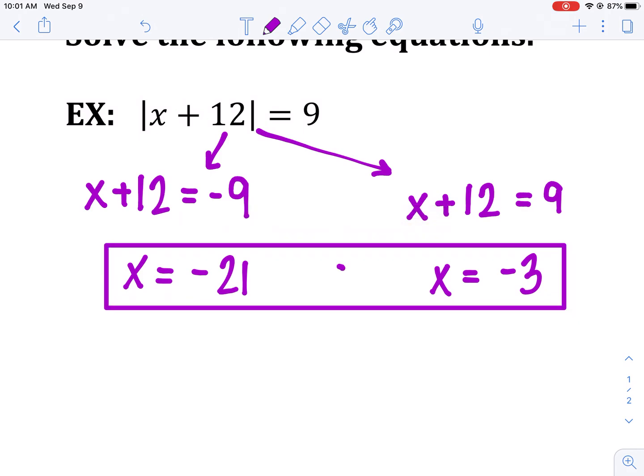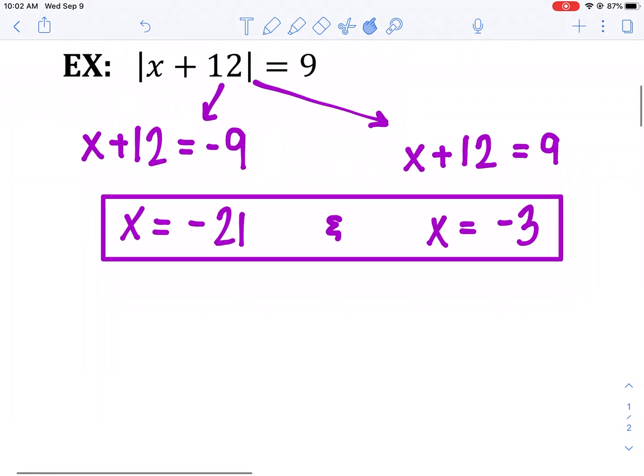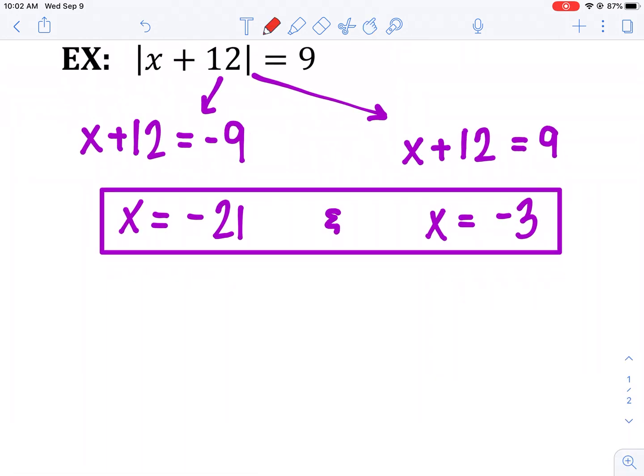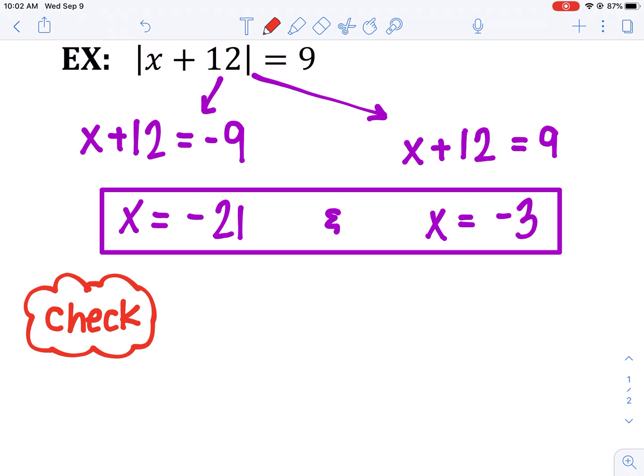Now, the one thing about absolute value equations, we need to check for extraneous solutions, which means take your answer, plug it into the original equation, and let's make sure it's a true statement. If it is, then you're good to go. That's an answer. If it is false, then you have an extraneous. Make sure you cross that option off. Okay, so we're going to check for our extraneous solutions. You're going to have to do this from now on.